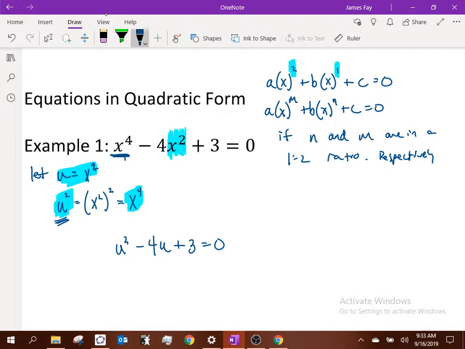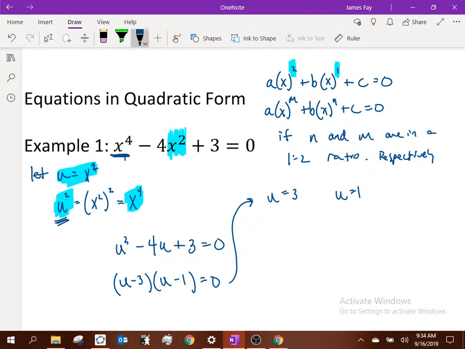Now you can factor this. What's U squared minus 4U plus 3 equals 0 factor to? What are my two factors that multiply together to give me 3? Good. Minus 3, minus 1. So that gives me U to be 3 and U to be 1, right?